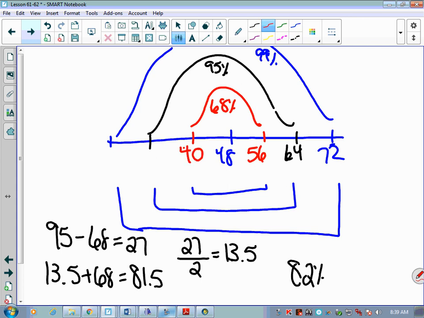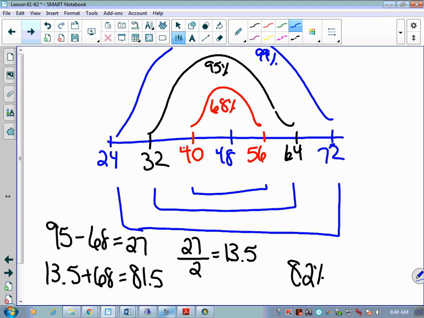40, 32, 24. And what are the scores that we're looking between? 32 and 56. And what you should notice is that it's the same concept. It doesn't matter that it's to the left. What I'm still doing is that you're noticing that it's the whole of 68 and half of 95.